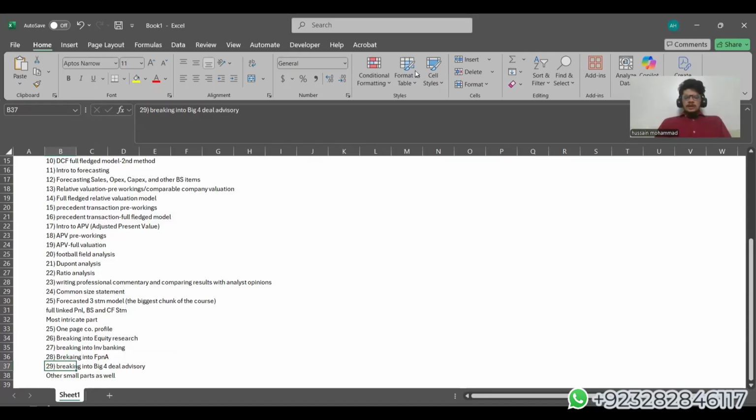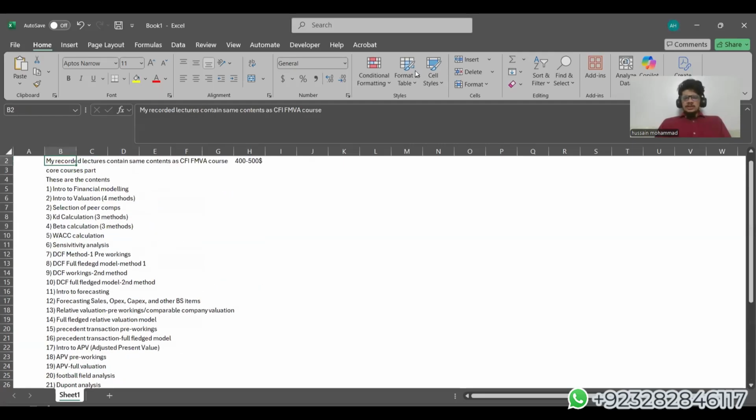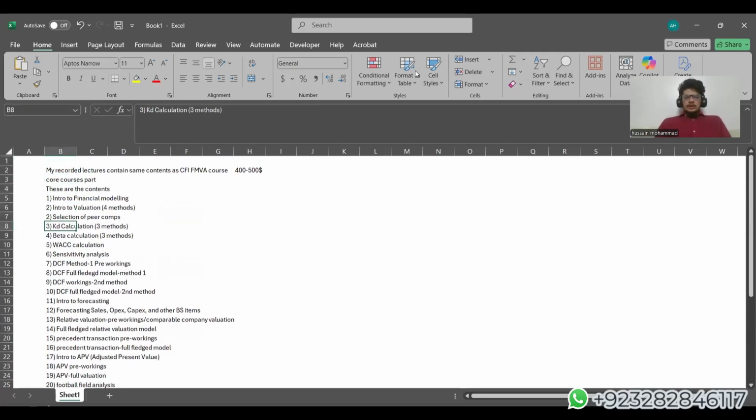And if you want to break into Big Four deal advisory as well, you will have learned to make the model. But there are many other parts besides being able to just make a model to enter into these fields. So I will explain to you, using my brief experience, how we can break into these fields once we learn financial modeling. So these are the contents that you are going to learn going forward.